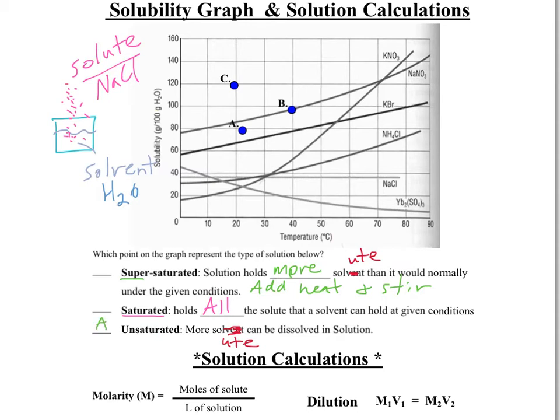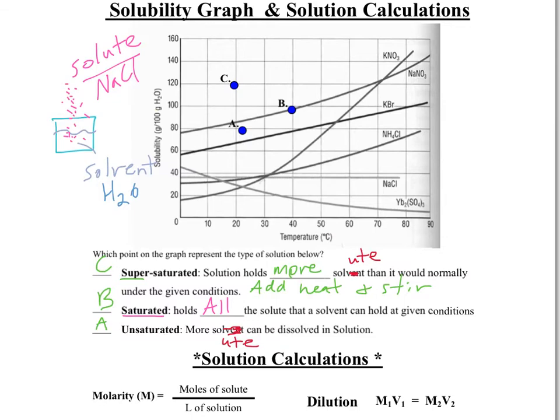So for my saturated solution, I've reached the maximum point of solubility. So my maximum point of solubility would be on the line, and this would be B. So notice this random point that's way above the line of solubility. The only way we could be this far above the line of solubility is if we are supersaturated. This solution was made in a lab by adding in heat and stirring for many, many hours. So this would be C, our supersaturated solution.